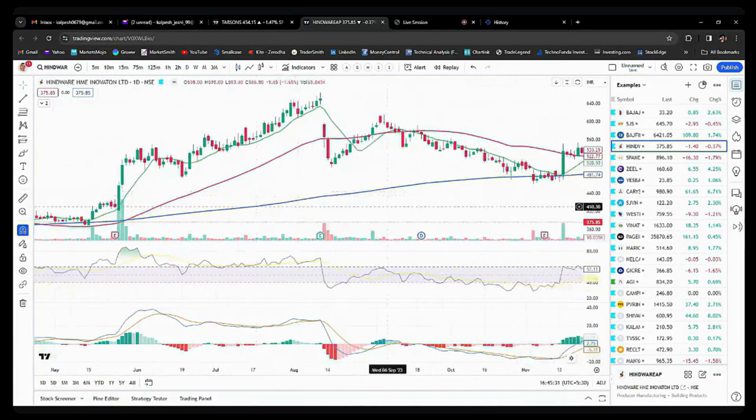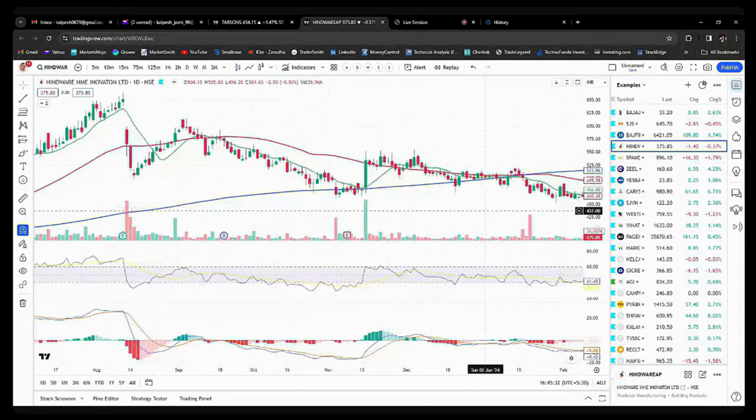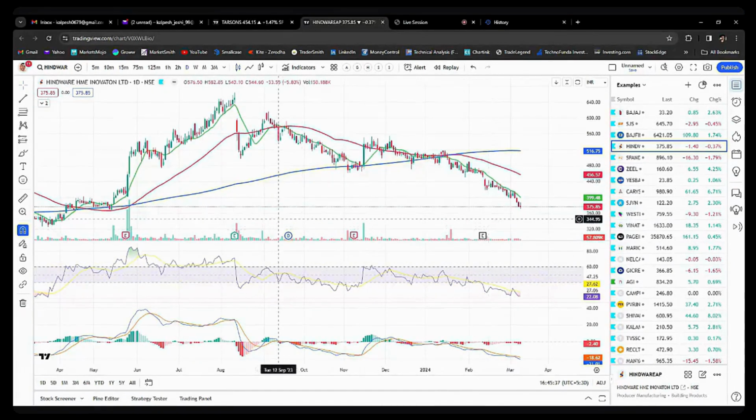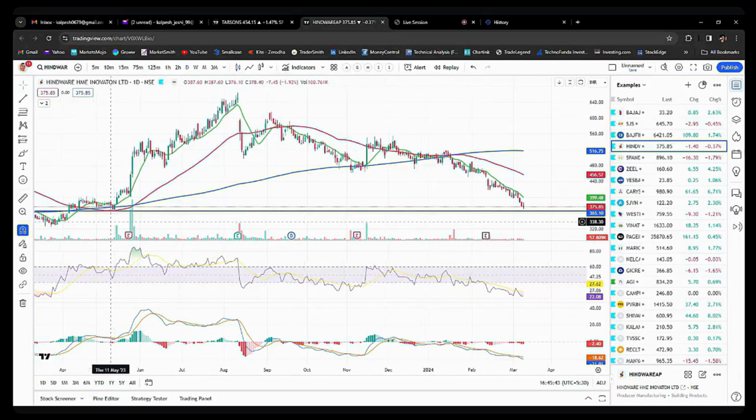But currently, zero support. If it would have this place, I can wait for 1 or 2 days more, and if I find something here in 1 or 2 days, then probably we can take a call.